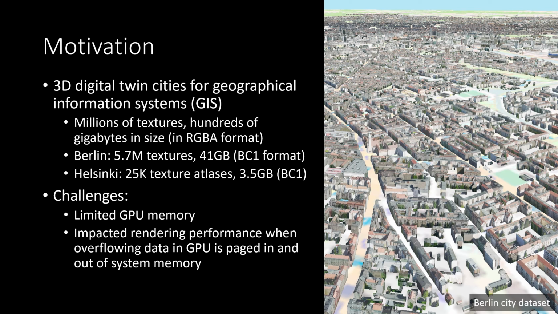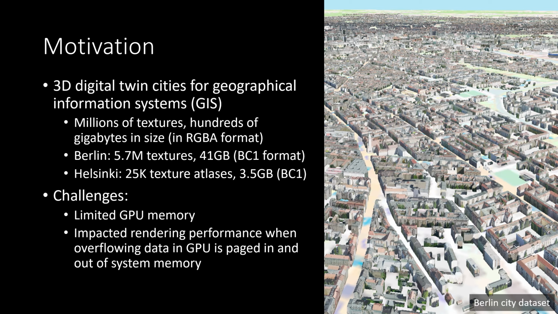Many cities now provide a 3D digital twin for geographical information system purposes. These 3D cities often contain millions of textures produced from an automatic process. For example, the Berlin City dataset has 5.7 million textures, 41 gigabytes in size, and the Helsinki dataset has 25,000 large texture atlases, 3.5 gigabytes in size, both in BC1 compressed format.